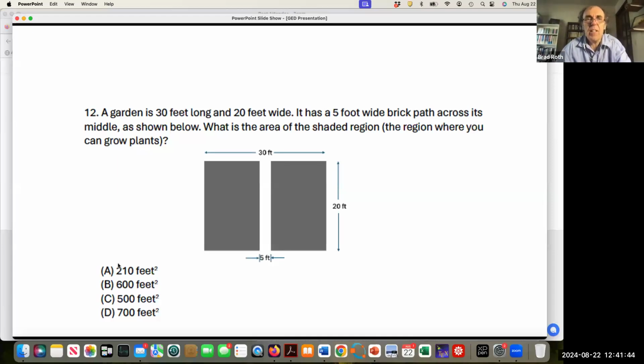For instance, this garden is 30 feet by 20 feet, but it has this brick path. So you have a big garden, 30 by 20. You have to subtract off the little path, 5 by 20, in order to get the area of the shaded region, which is what they want.